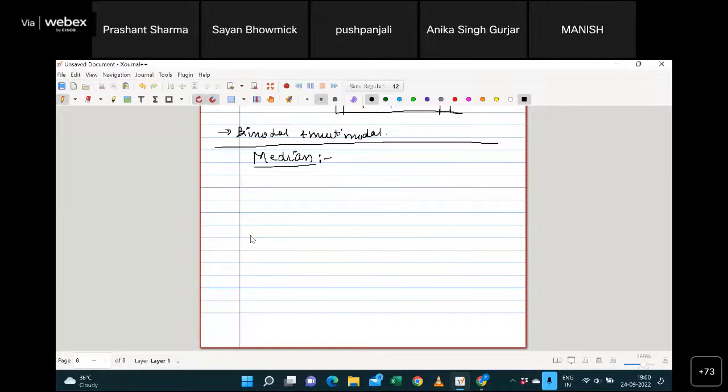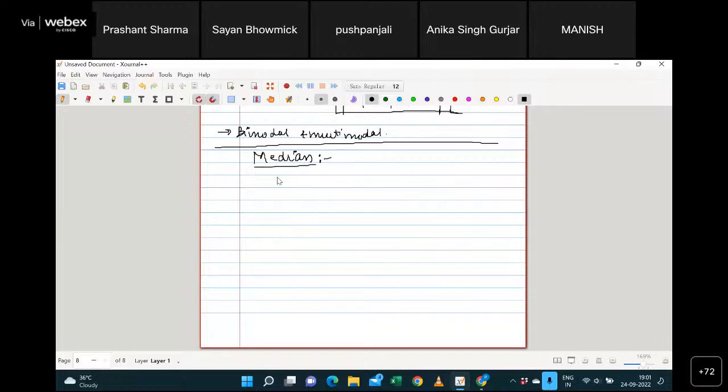My data should be ordinal, am I right? Yes, sir, it's ordinal. Correct, ordinal. Median we can compute only for ordinal data, right? I have categorical data, then there will be two types, nominal and ordinal. Then I can use the median for ordinal data, which is nothing but the middle observation of the sorted values.